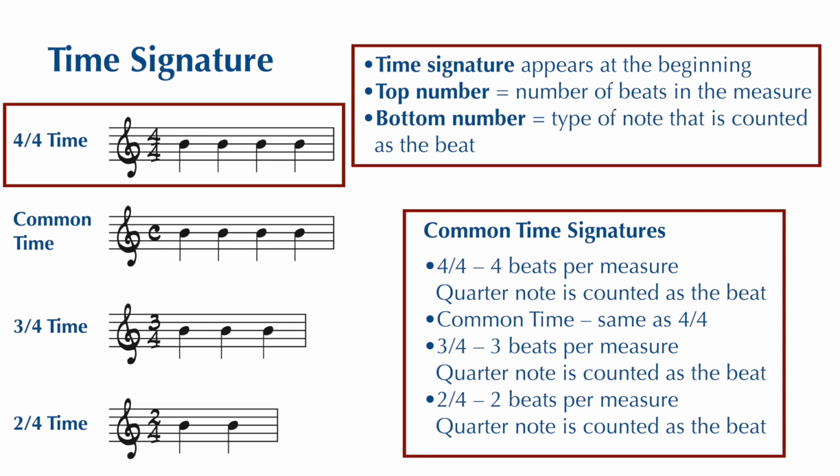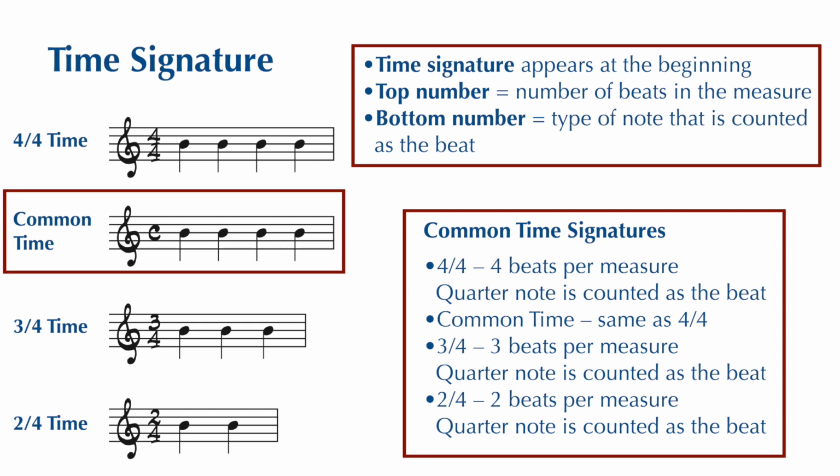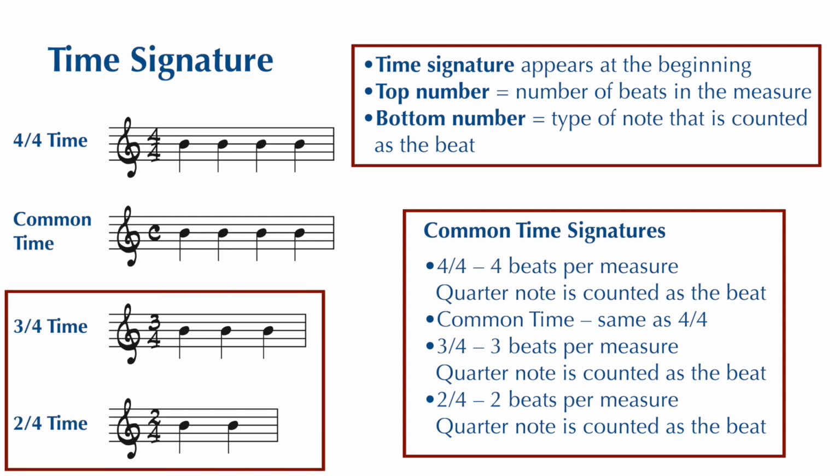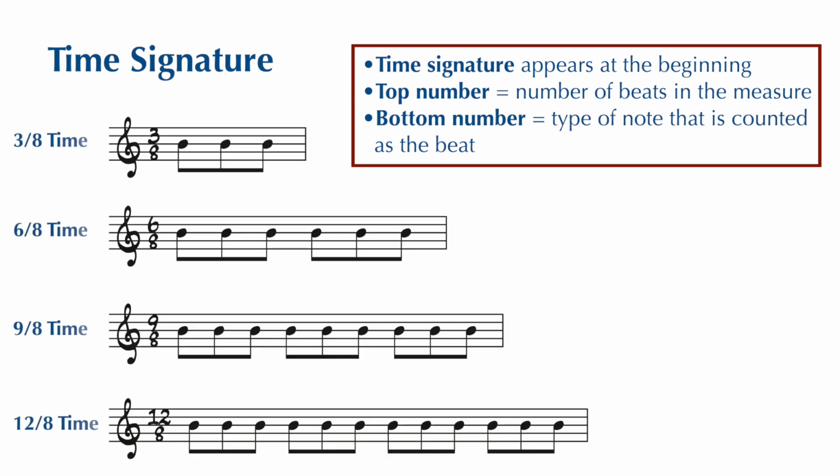In fact, it's such a common time signature that there is a thing called common time, which is the same as 4/4 time. 3/4 time and 2/4 time are also fairly common. Most of the time, the quarter note gets the beat, so you usually see a 4 as the bottom number, but there are also time signatures in which the eighth note is counted as the beat.